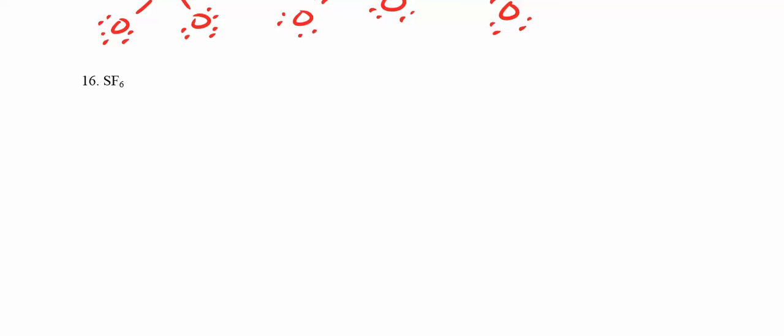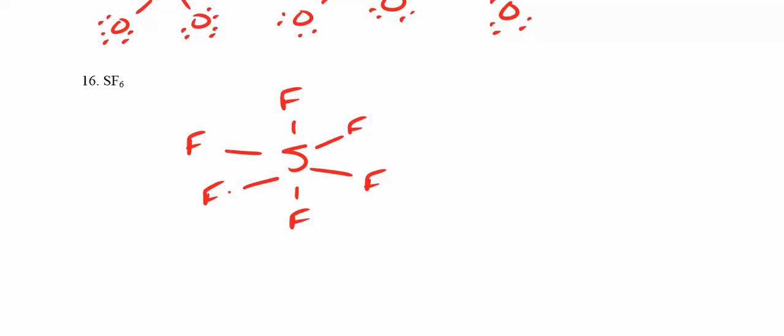Okay, and the last structure is SF6. The reason I put this one on here is I wanted you to understand that there are certain compounds that are exceptions to the octet rule, and this is one of them. So sulfur hexafluoride is this one right here. There's a fluorine also down here, is an exception to the octet rule. I just want you to remember that it is an exception.